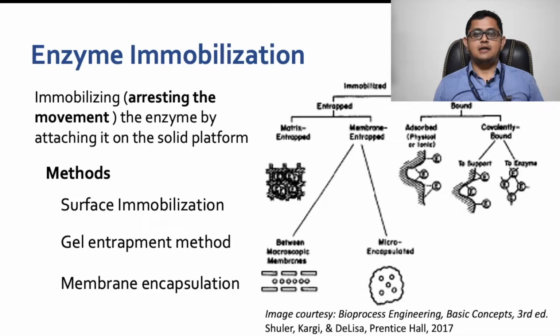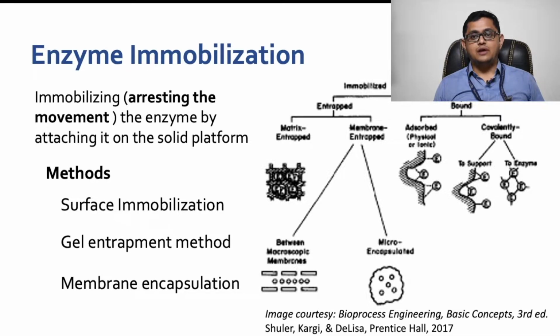Each of these methods has its own advantages and disadvantages. Surface immobilization is pretty costly, but covalent based surface immobilization is not leaky, so it can be used for a long time. Surface immobilization also has the advantage of not having mass transfer limitation, so the substrate can easily access the enzyme which is present at the surface.